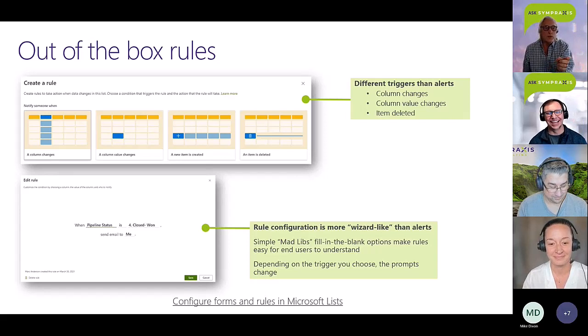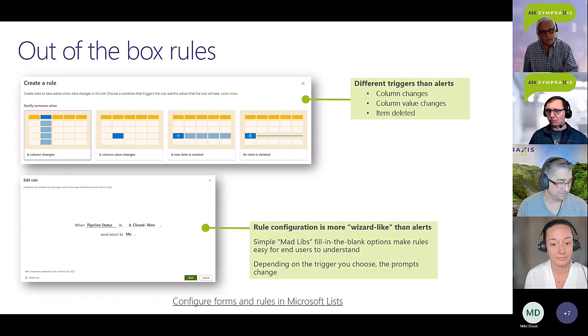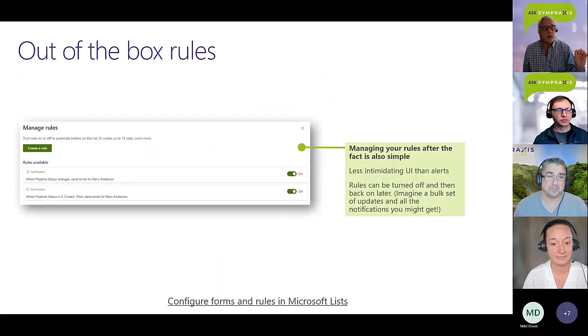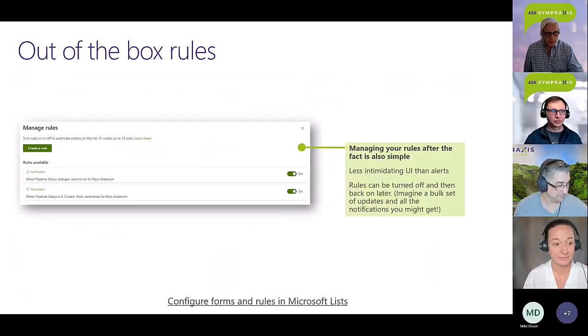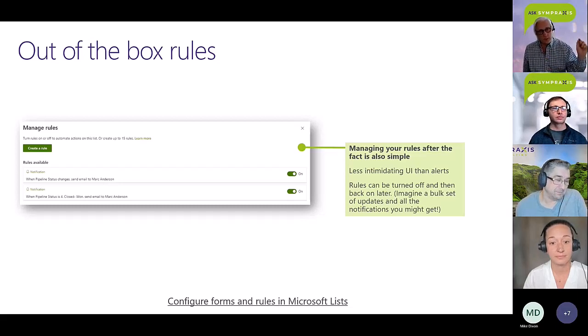And so, depending on which one of those options that you chose, you get a different set of prompts, and it's actually quite logical and sensical to go through it. Next slide. And then there's the management of your existing rules. Also a much simpler UI. That alerts, manage my alerts page is actually pretty intimidating. It's got lots of options and you have to read lots of words and figure out radio buttons and stuff. This is much more straightforward.